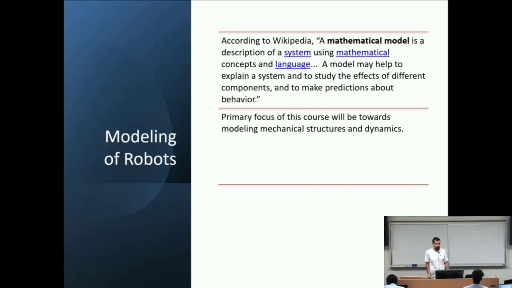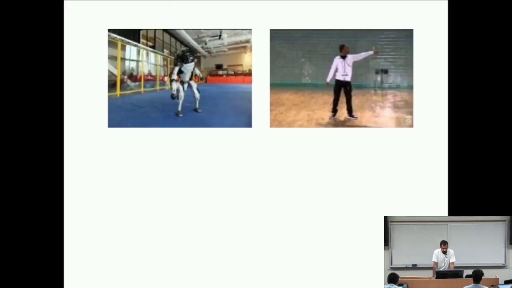What does modeling mean? By modeling, we mean mathematical modeling and also virtual modeling in this course. Mathematical modeling is a description of a system using mathematical equations, differential equations, that describe the behavior of the system when a certain input is provided. Why do we need modeling?